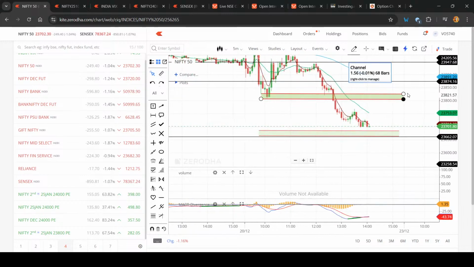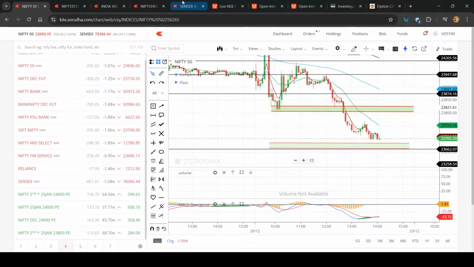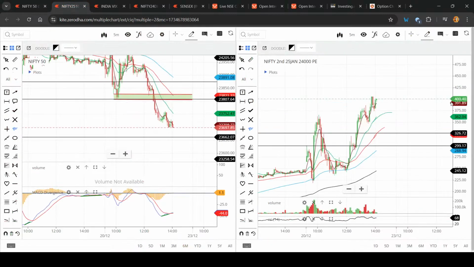See, markets are not even able to cross the 25-minute 20 EMA. What else do we want on an expiry day? Yeah, I totally agree that in the first half many might have got trapped. So yes, I totally agree to that point. And okay, 23,700 we have broken, 695. Let's go to this one.